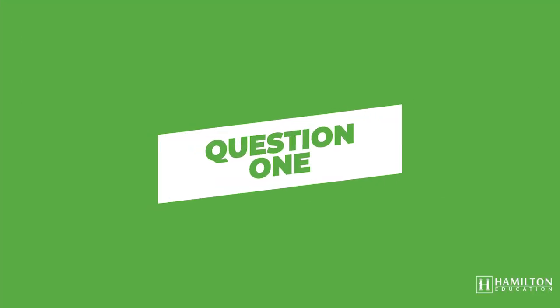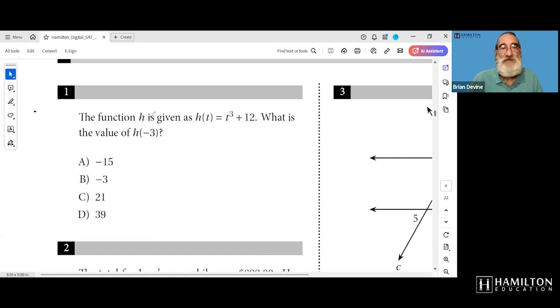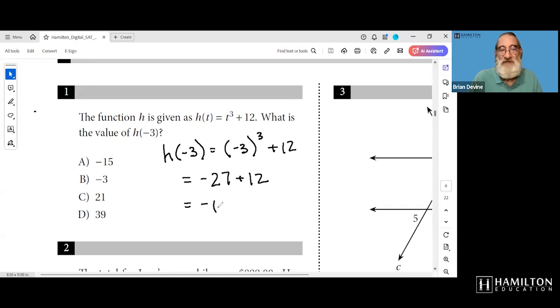Question one, the function h is given as h of t equals t cubed plus 12. What is the value of h of negative 3? I'm just going to stick negative 3 in for t. So h of negative 3 would be negative 3 in for t cubed plus 12. Negative 3 cubed is negative 27, and I'm still adding 12, and that sum becomes negative 15, which is the correct answer.